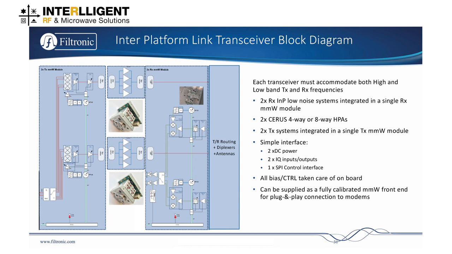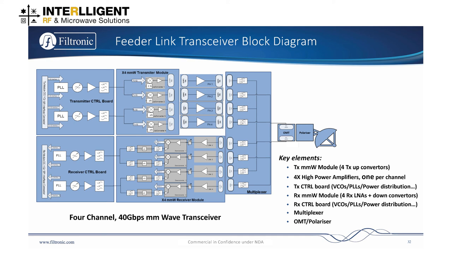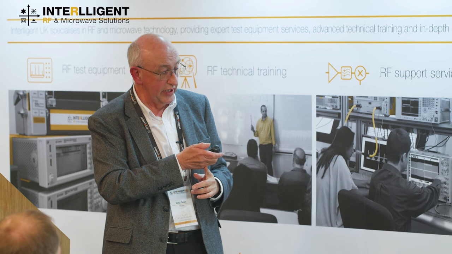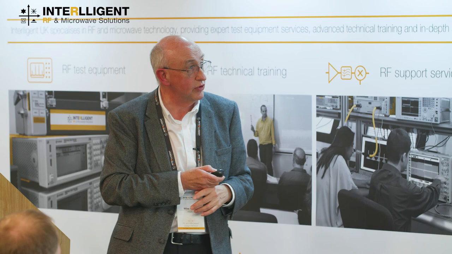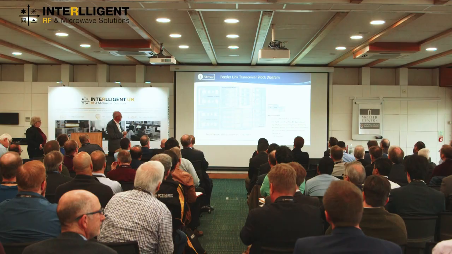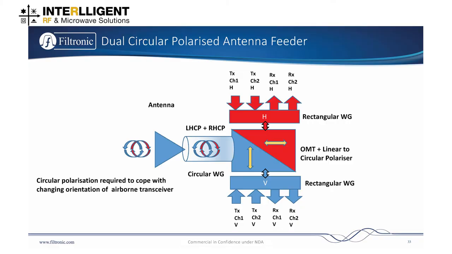And then if we want very high data rate, this is an example of a four-channel system here, which has got four transmit blocks in it, four receive blocks. They're combined through a multiplexer and then fed to an OMT and a polarizer. So here we can actually achieve 40 gigabits per second. And this is real. We have developed this and it's been trialed in real applications. This shows how we get the channels combined. So from the multiplexer, we have transmit and receive on left and right hand polarization. At the receiver, it's fed through horizontal and vertical polarization from the OMT.